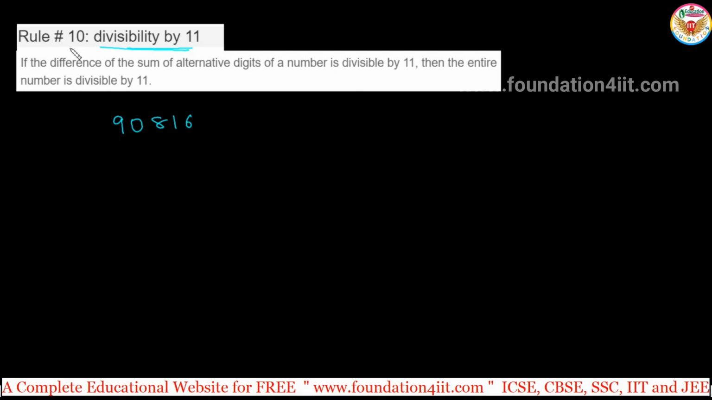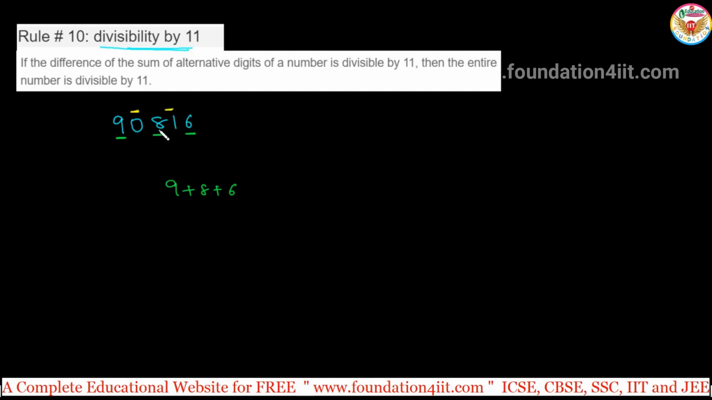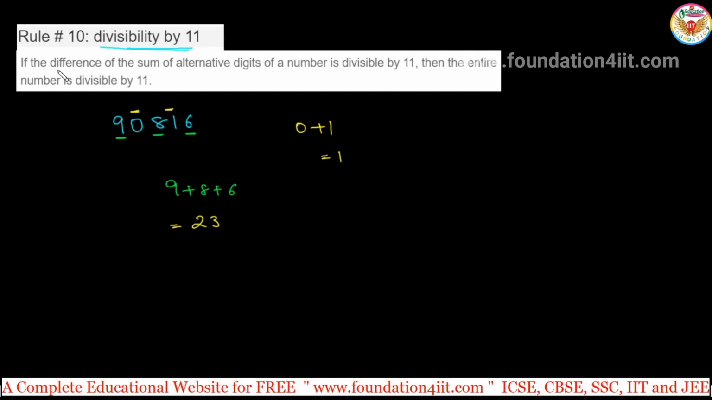90,816. Take the sum of the digits in odd places and the sum of the digits in even places. So you take 9, 8, 6. 9 plus 8 plus 6, do the addition. Then the other places, the even places: 0 plus 1. 9 plus 8 plus 6 is 23. 0 plus 1 is equal to 1. Now you should subtract both. So 23 minus 1 is 22. The result is divisible by 11, so that number is also divisible by 11.